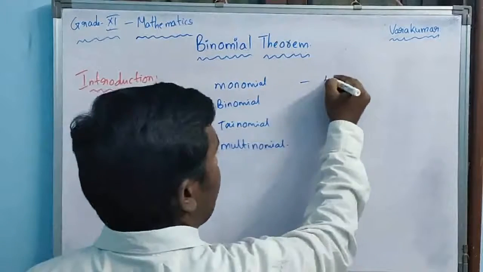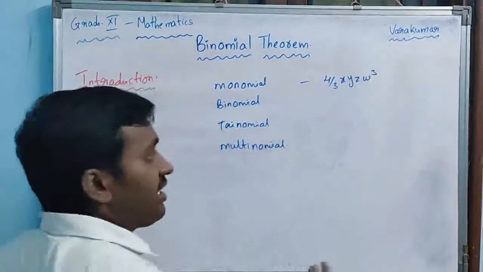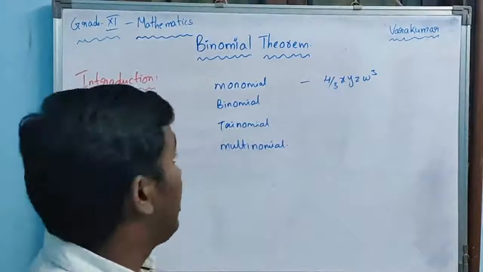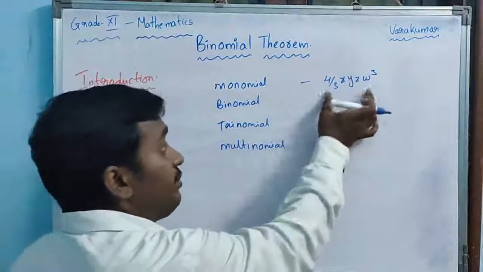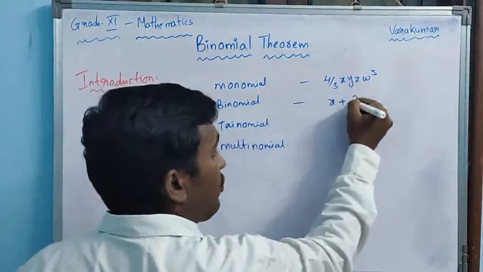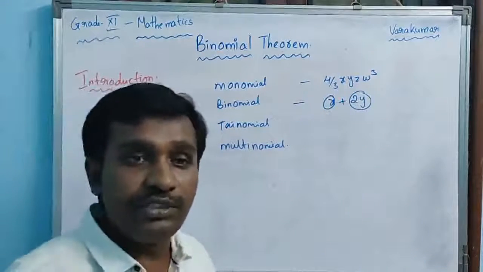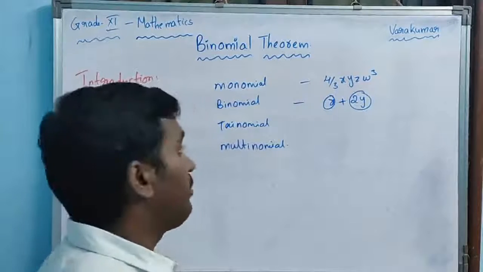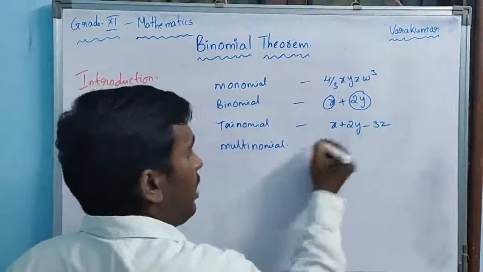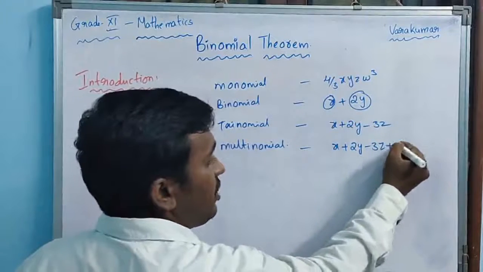For example, 4 by 3 x y z w cube. If you see the product, it looks like so many variables, but the product is only one term itself. Then binomial: if you have two terms, suppose x plus 2y, x is one term and 2y is another term. The combination of two terms with a plus or minus symbol is called a binomial. A trinomial has three terms, x plus 2y minus 3z. And a multinomial has more than three terms, x plus 2y minus 3z plus 4w.